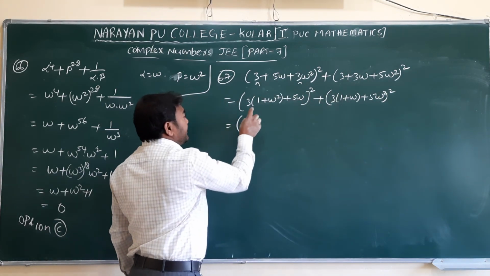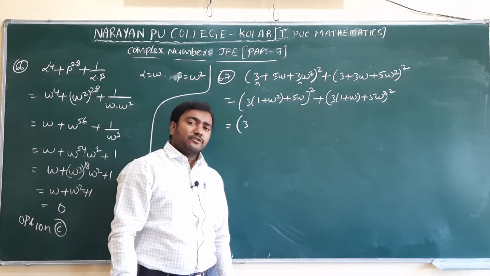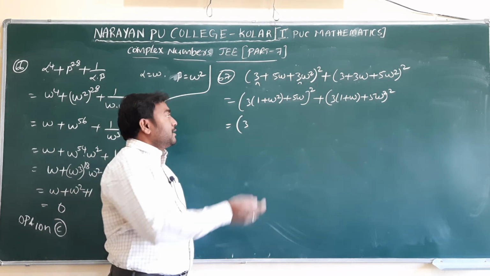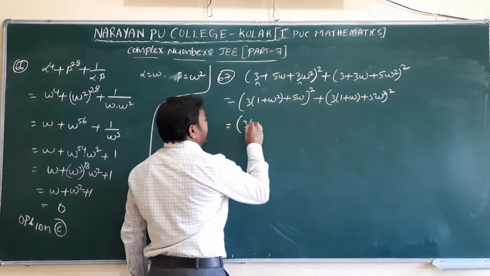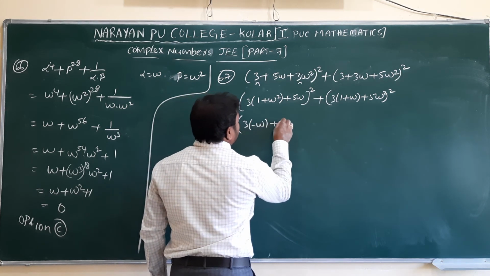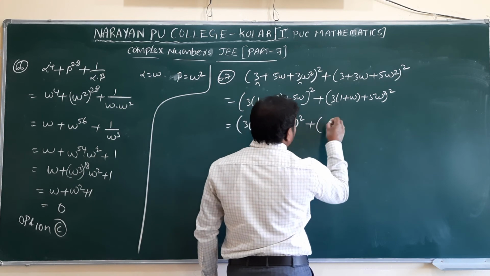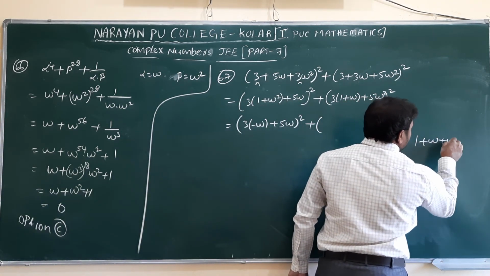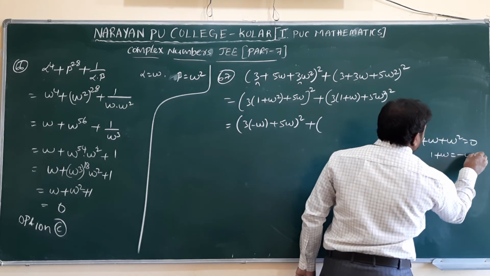Now here 3 into, already we know that 1 plus omega plus omega square is 0, so 1 plus omega square is equal to minus omega. So (−3omega + 5omega)² plus, here also 3 into (1 + omega) is equal to minus omega square, because already we know this condition, and 1 plus omega is equal to minus omega square.